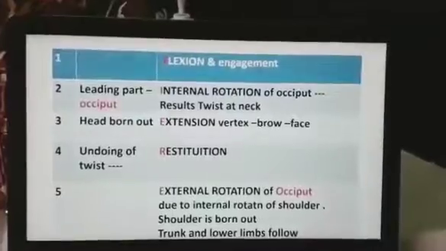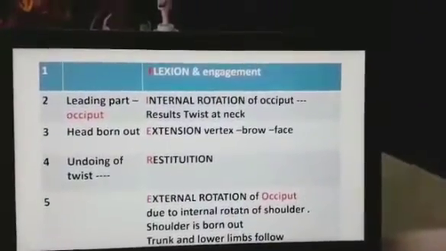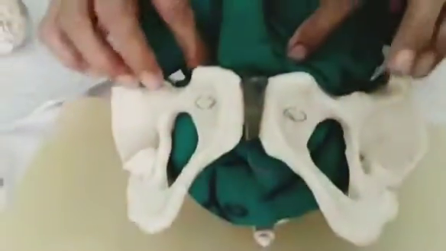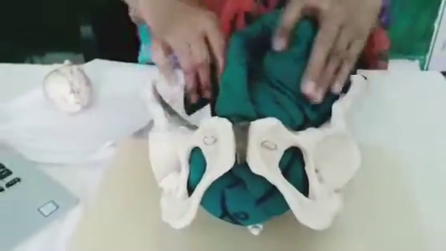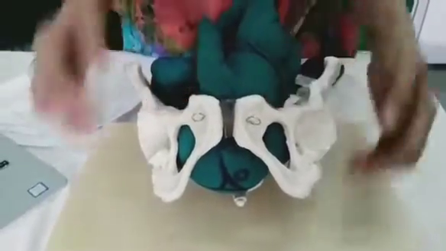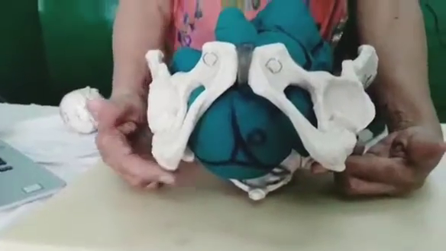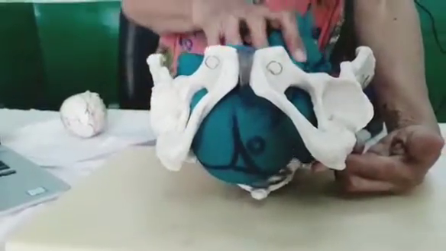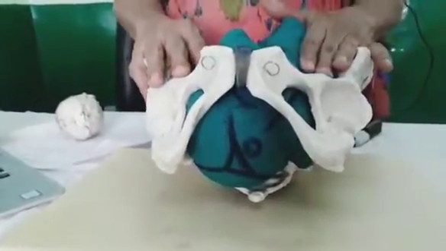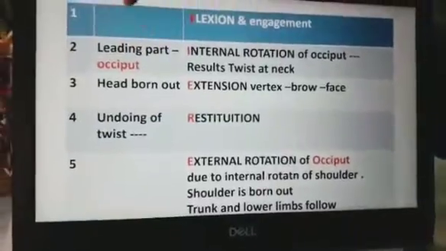Engagement means the biparietal diameter crosses the pelvic brim. Here sinciput and occiput both have entered. Little or no portion is palpable per abdomen. And third point is head is at zero station. So with the increase of flexion there is engagement of the head. Where does the increase of flexion occur? At the pelvic brim. Second movement in any labor is internal rotation of the leading part.